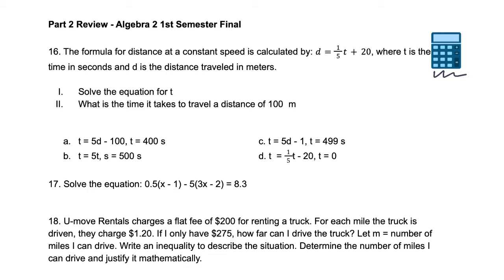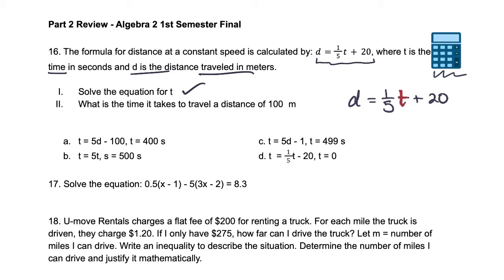The formula for the distance at a constant speed is calculated by, so distance equals 1/5 t plus 20, where t is the time in seconds, d is the distance traveled in meters. So distance, and I like to write down the original thing, equals 1/5 times time plus 20. Solve this equation for t. So we just want to get this t right here alone.